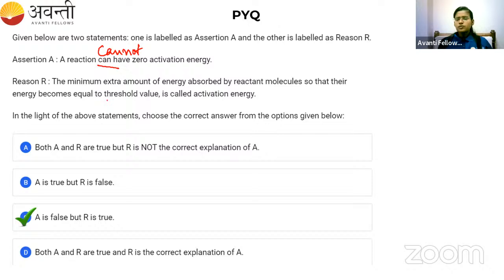This threshold value is not a new term for you, because you might have already heard of this threshold term in your class 11, in which lesson? The atomic structure lesson. Have you heard of this threshold energy term in the atomic structure lesson of class 11? Yes, the minimum amount of energy required. It is the same thing. So this is actually the definition for activation energy. So the reason is true, but the assertion is wrong. With this, we will close the Arrhenius topic also.